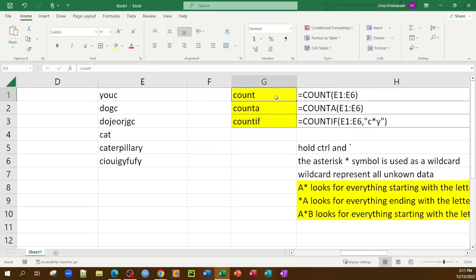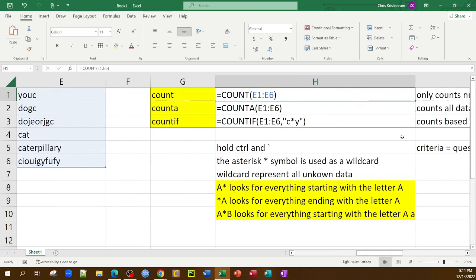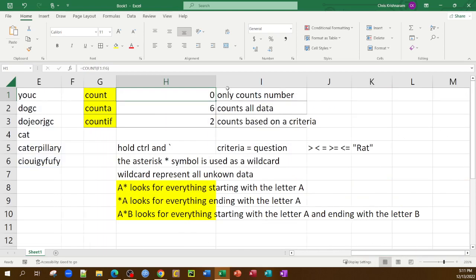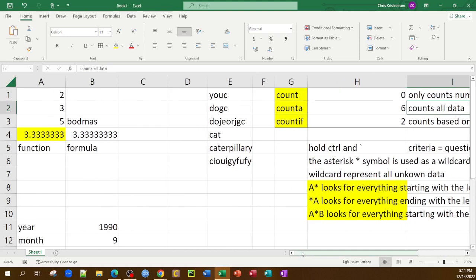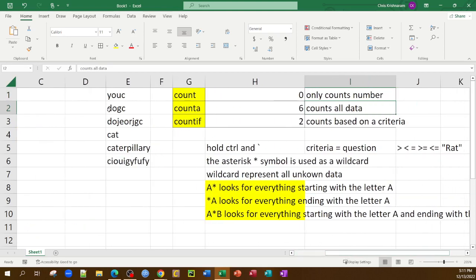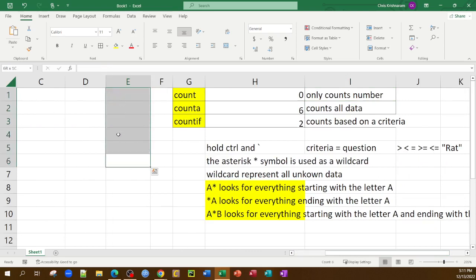We looked at the COUNT function. Remember that COUNT is used to count only numbers. COUNTA is used to count all types of data. But remember, it doesn't count blank cells. If the cell is empty, it does not count it. So if I delete everything, notice everything is going to be 0 because it does not count blank cells.